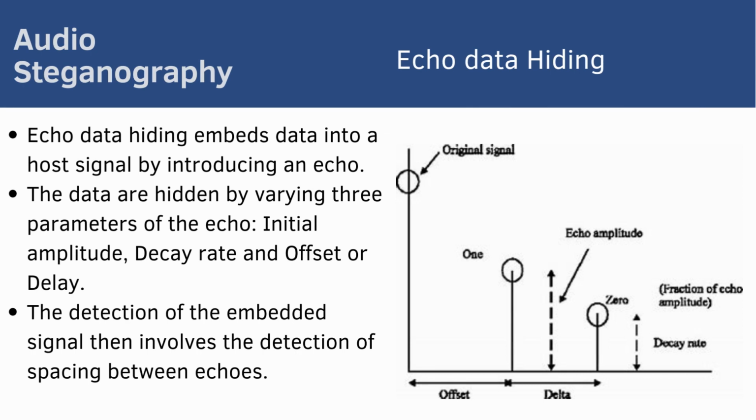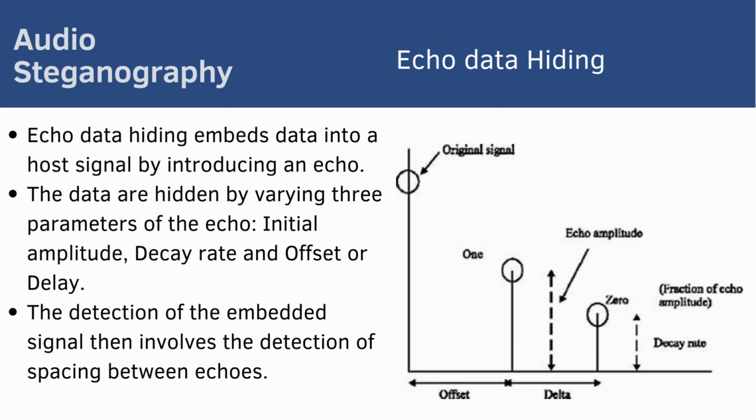The last method in audio steganography is echo data hiding. Echo data hiding embeds the data into a host signal by introducing an echo. The data are hidden by varying three parameters of the echo: the initial amplitude, decay rate, and offset or delay. The detection of the embedded signal then just involves the detection of the spacing between the echoes.